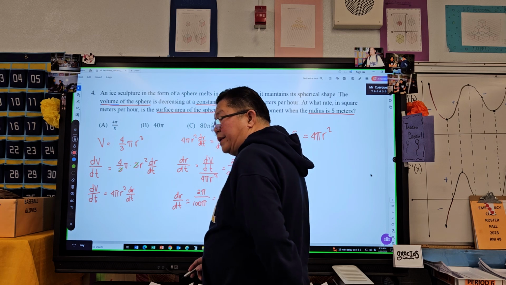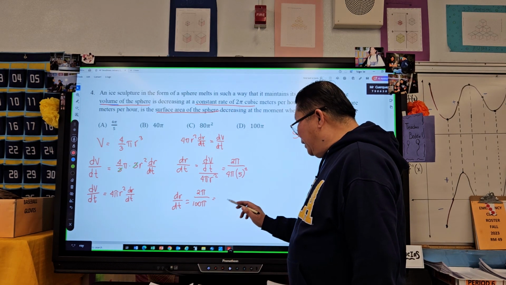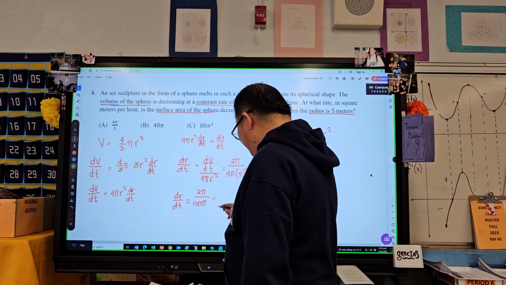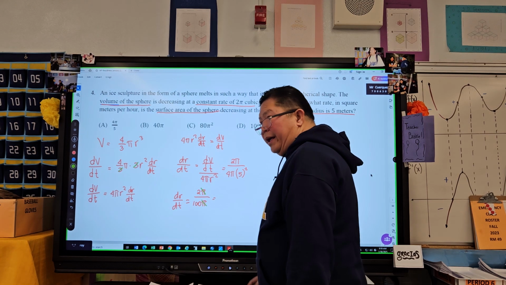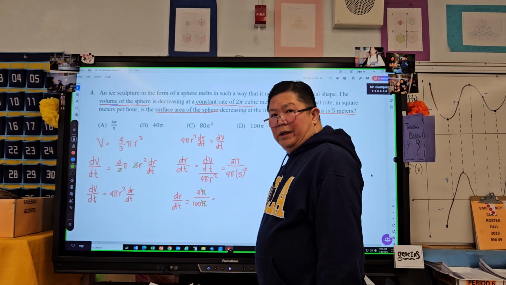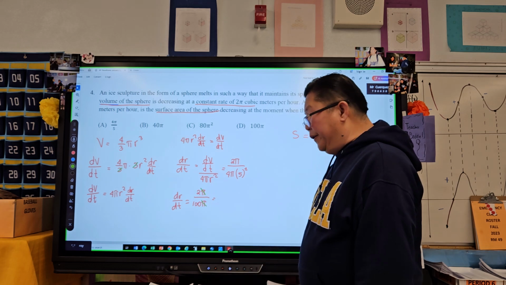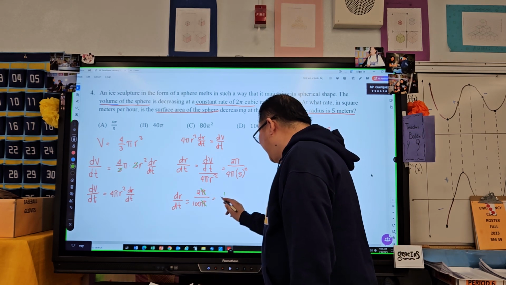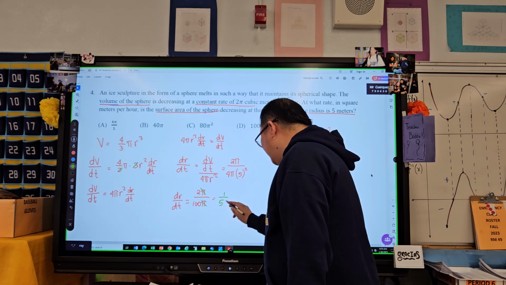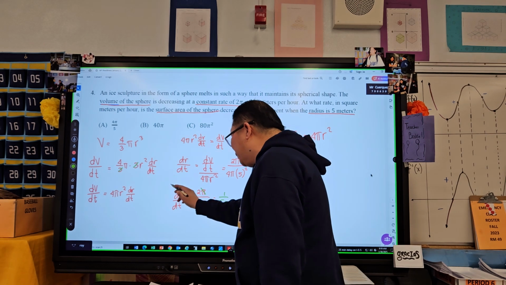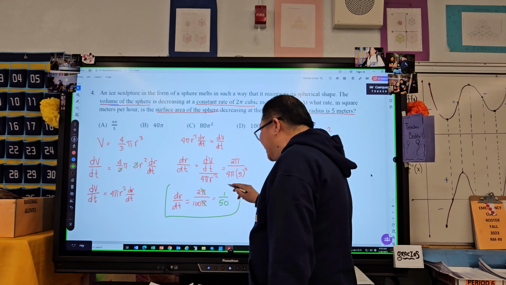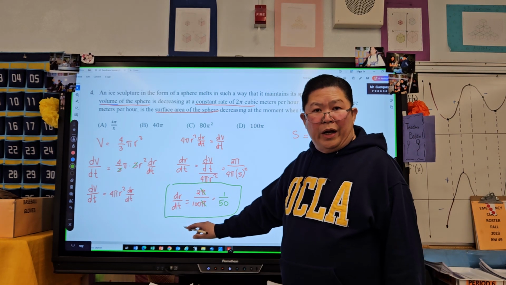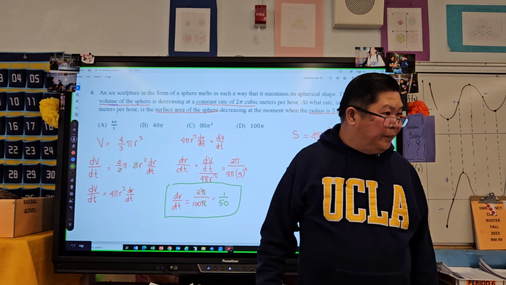Then reduce this. The pi cancels out, right? So pi cancels out, and then 2 divided by 100 gives 1 over 50. So this is now dr/dt, 1 over 50. Okay. Can you box this temporarily? Just box this temporarily. This is the rate of the radius, 1 over 50.